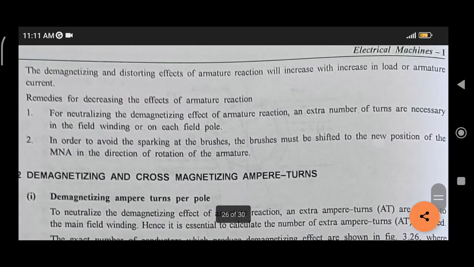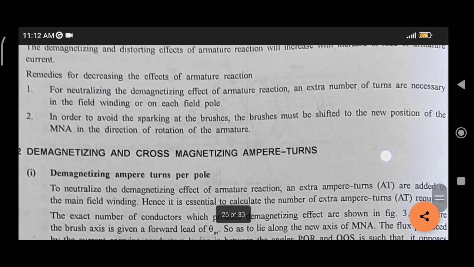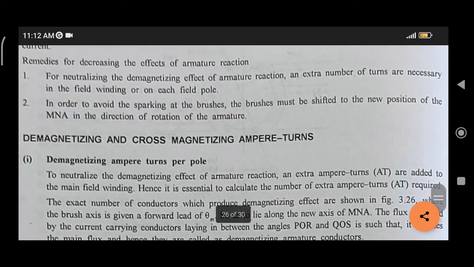Now what are the remedies for these armature reactions? To neutralize the demagnetizing effect of armature reaction, an extra number of turns are required, and in order to avoid sparking, the brushes must be shifted to the new position of the MNA in the direction of rotation of the armature.